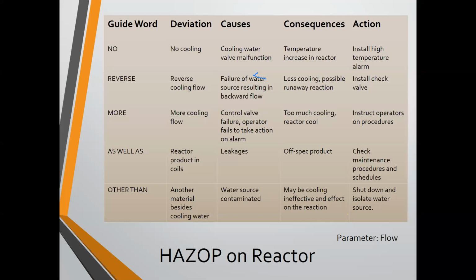So what will be the causes of more cooling flow? The causes may be control valve failure, or the operator failing to take action on an alarm, that is, human errors. The consequences would be too much cooling, the reactor temperature will go down, and the appropriate standard temperature will not be achieved, and hence we will not get the same quality.